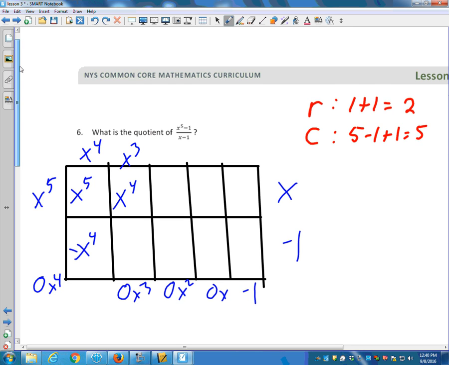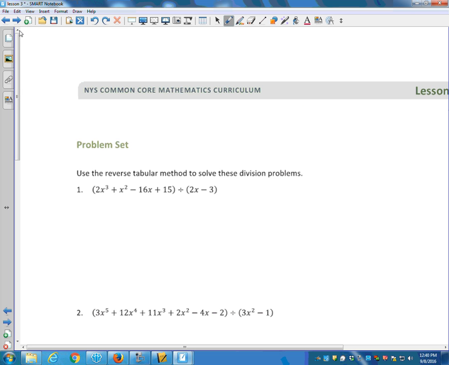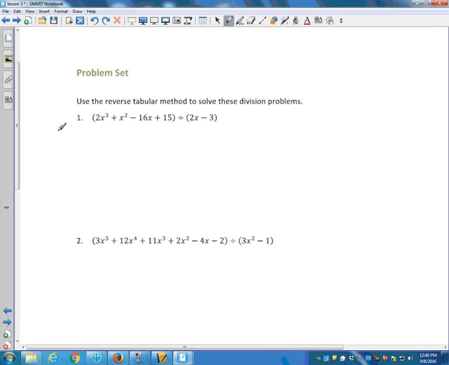Oops, I missed one, didn't I? Number 7, how many rows? 2. How many columns? And this is going to be just like the last one. You're going to have a lot of placeholders there, 0x to the 5th and so on, to fill that in. Let's look at the homework. In fact, I bet we can get the first one done, can't we? Let's do the first one.